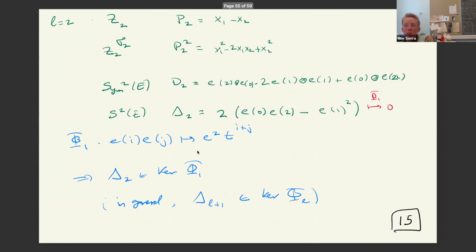And let me notice that phi 1 sends this element to 0, right? Phi 1 sends e_i to e t to the i, so it sends e_i e_j to e squared t to the i plus j. So it's going to send e0 e2 and e1 squared both to e squared t squared. So it's going to send delta 2 to 0. And in general, you can show that delta L plus 1 is in the kernel of this map phi L.